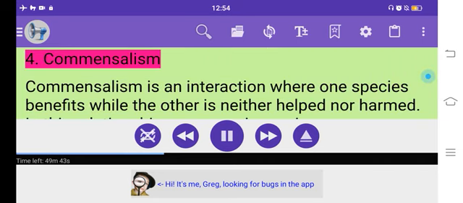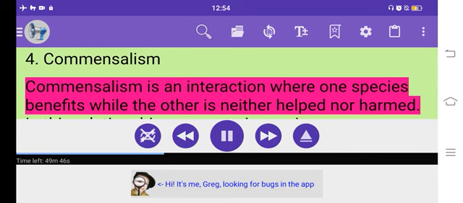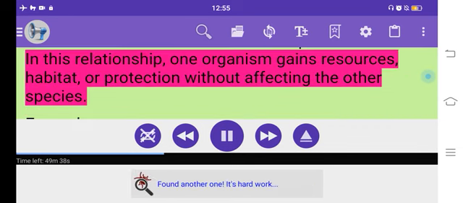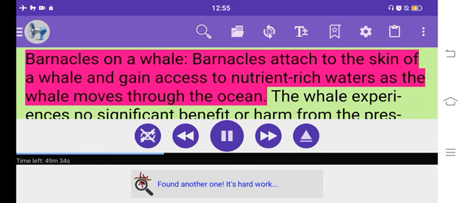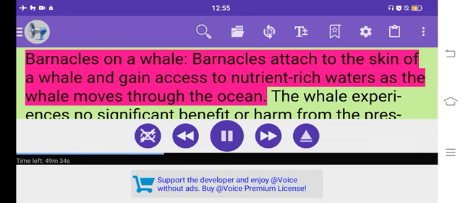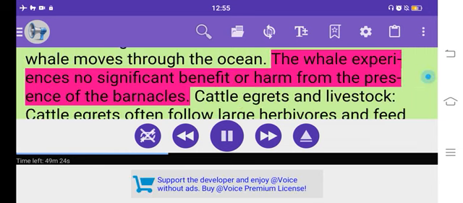4. Commensalism. Commensalism is an interaction where one species benefits while the other is neither helped nor harmed. In this relationship, one organism gains resources, habitat, or protection without affecting the other species. Examples. Barnacles on a whale. Barnacles attach to the skin of a whale and gain access to nutrient-rich waters as the whale moves through the ocean. The whale experiences no significant benefit or harm from the presence of the barnacles.